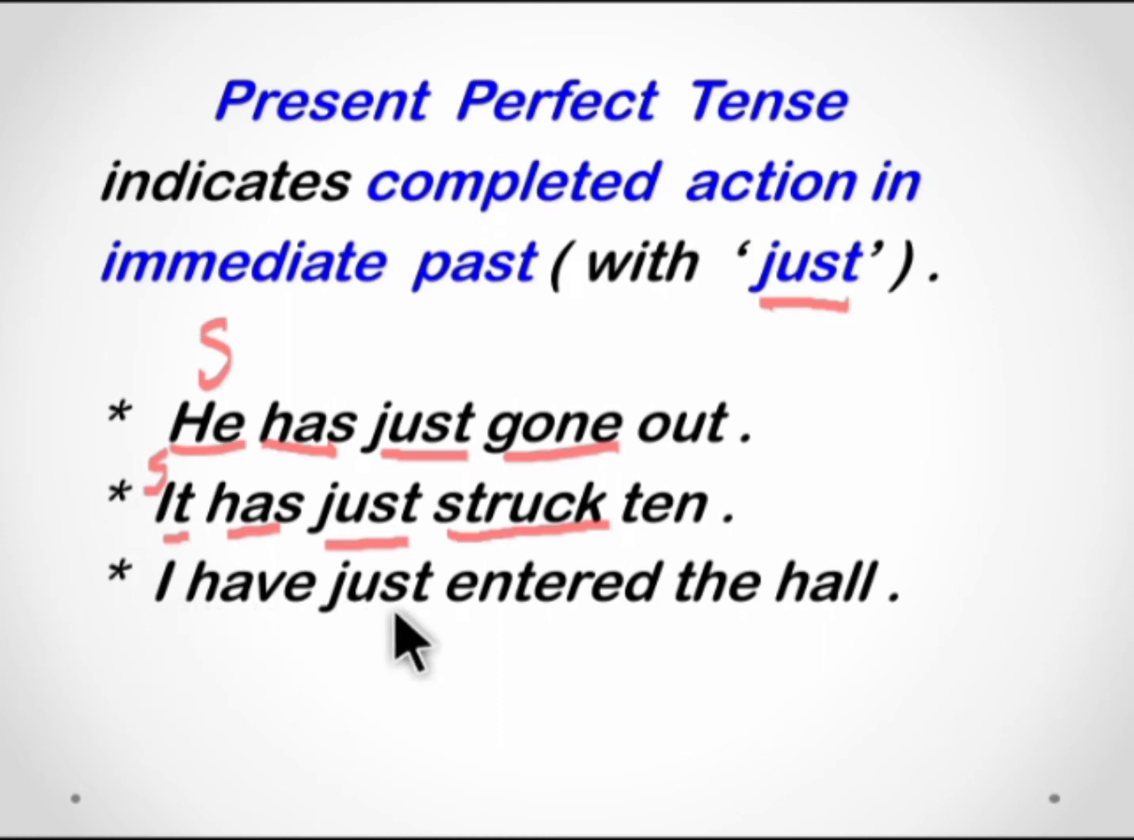I have just entered the hall. So here just again, this is present perfect. So I is the plural subject, so we use have. The past participle of enter is entered. This is the regular verb. These two are irregular verbs. Gone and struck are irregular verbs. So present perfect tense indicates completed action in immediate past, so with the word just.